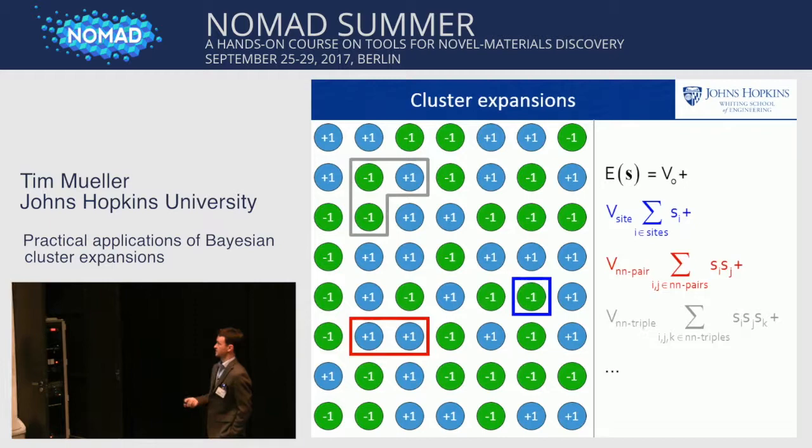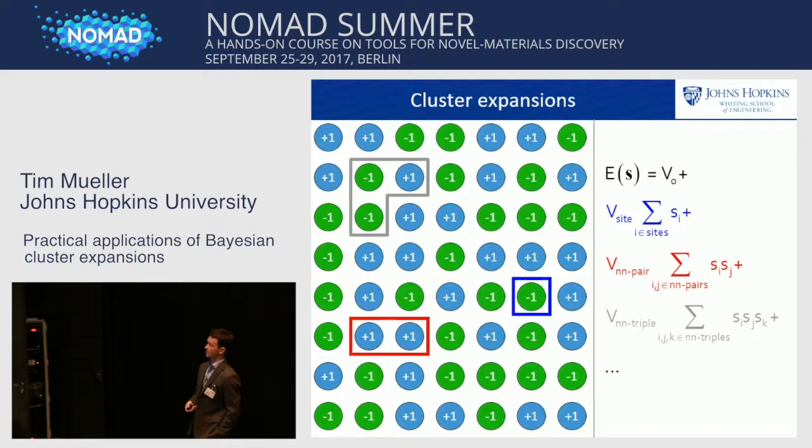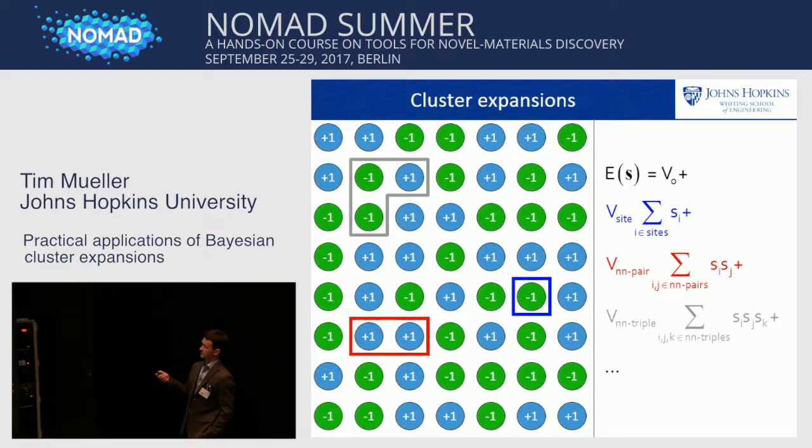So here I've expressed the energy. This S vector is just the vector of all my site variables. And what I have here are a number of different terms. These Vs are coefficients known as effective cluster interactions. Right now I don't know what they are. But these terms here are the basis functions that I'm working with. And they're very simple. As I said, it's just like a generalized Ising model.